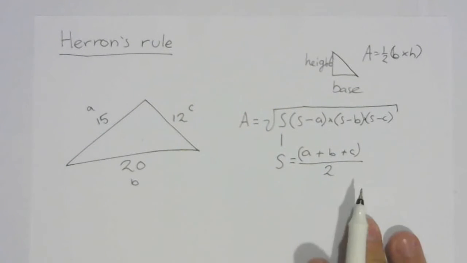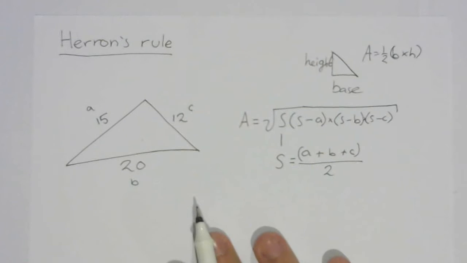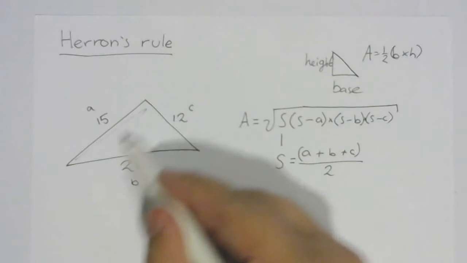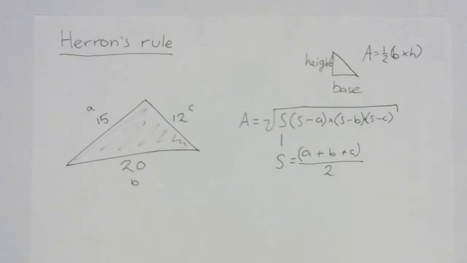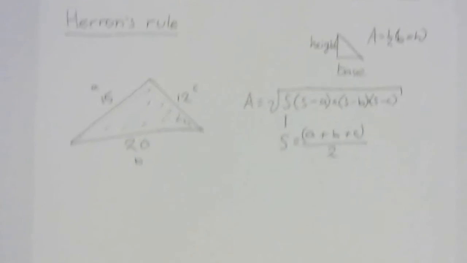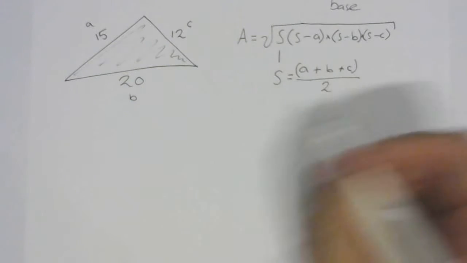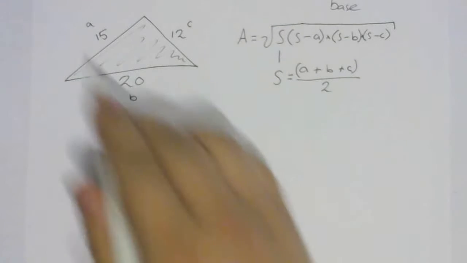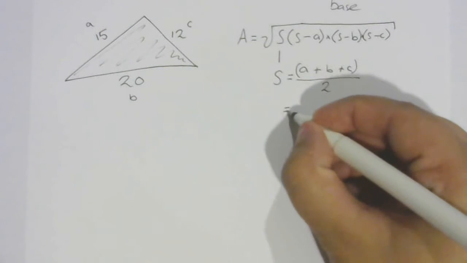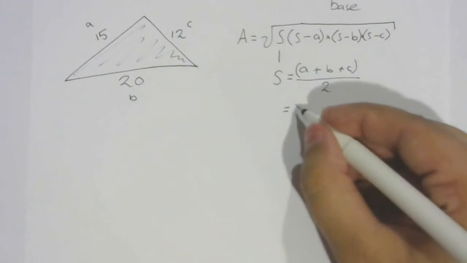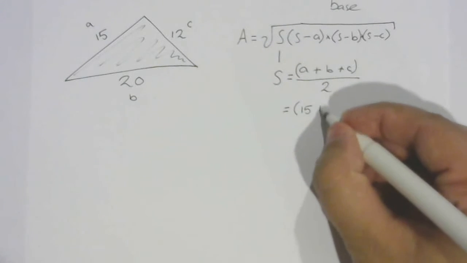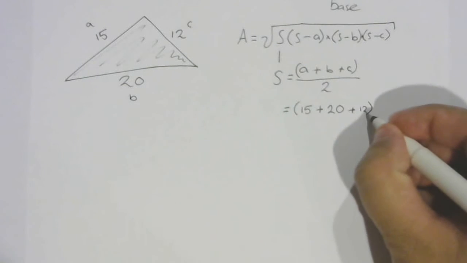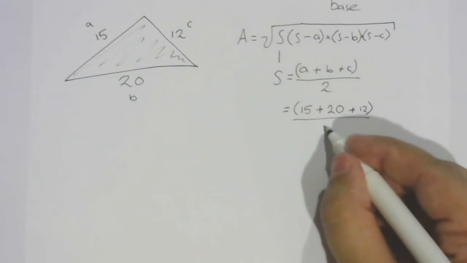Now that looks really big and ugly, but when you stick in the values, it actually becomes easier. So let's calculate the area of this triangle right here. Alright. A, B, C, the order doesn't really matter. I'm just going to use them as I've labeled them here. So my semi-perimeter S is going to be 15 plus 20 plus 12 in brackets divided by 2.